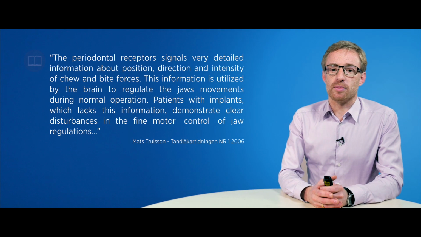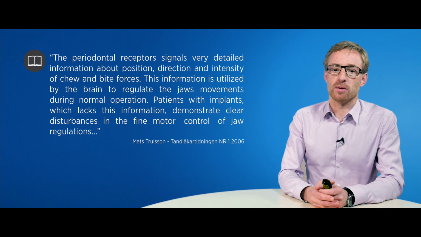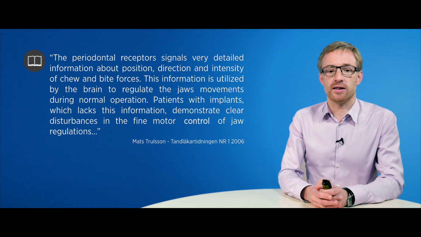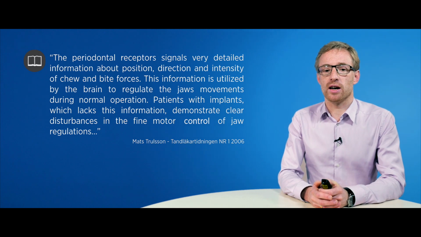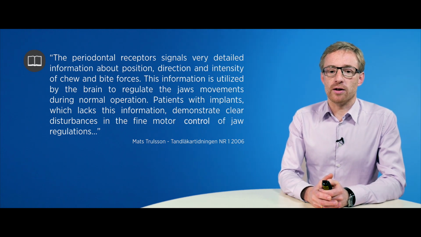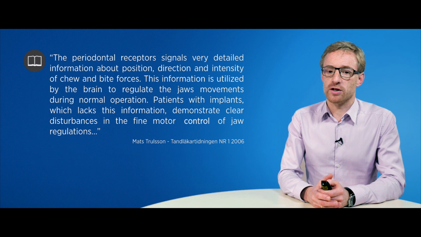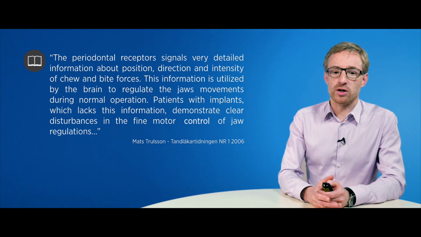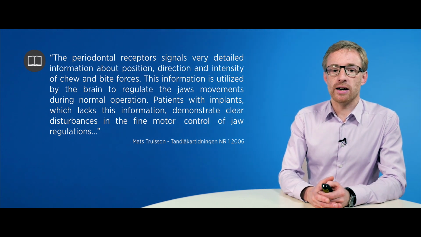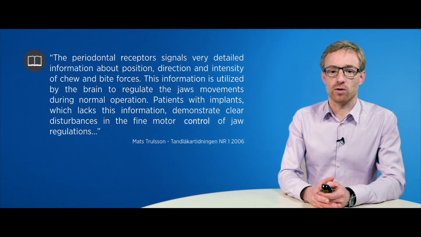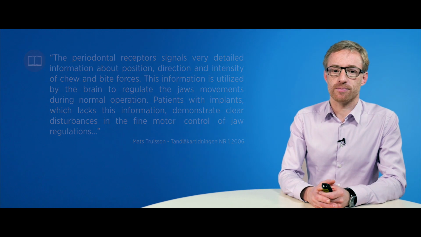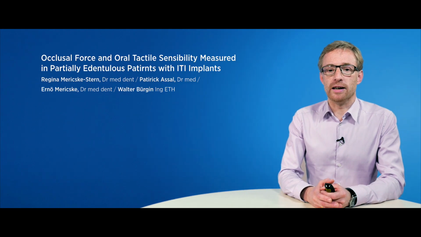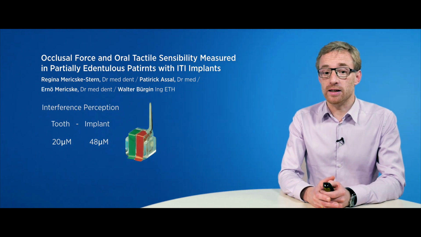The periodontal receptors signal very detailed information about position, direction and intensity of chew and bite forces. This information is utilized by the brain to regulate the jaw's movements during normal operation. Patients with implants, which lack this information, demonstrate clear disturbances in the fine motor control of jaw regulation. Also, implants don't feel interferences in the same way as teeth.